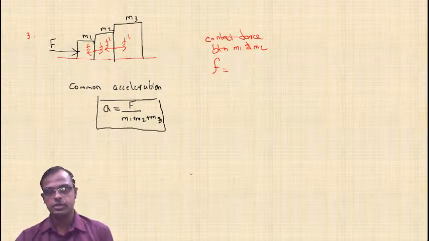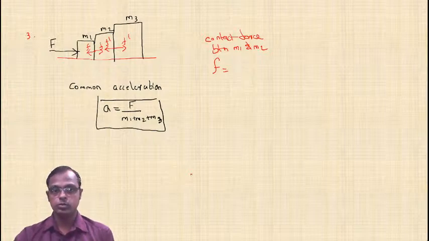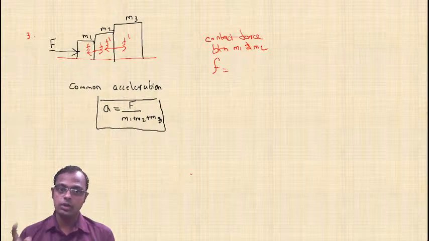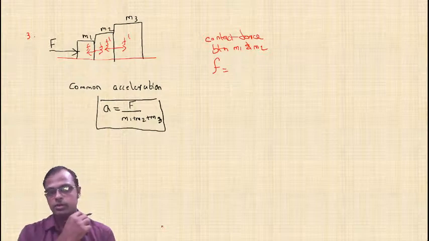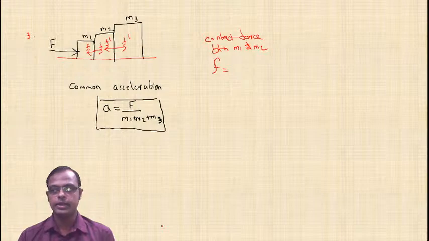Look at the picture here. Here, the applied force is capital F. Small f is the force on M2. But that force makes only M2 accelerate. So only M2 will accelerate because M2 and M3 are together. No, it is in contact.